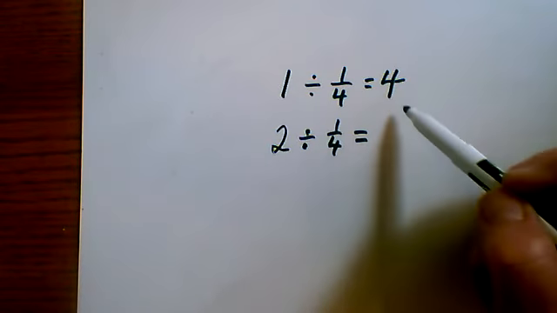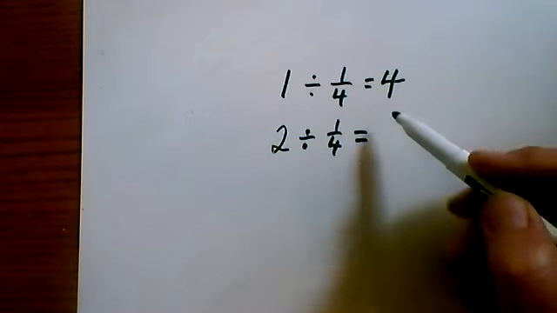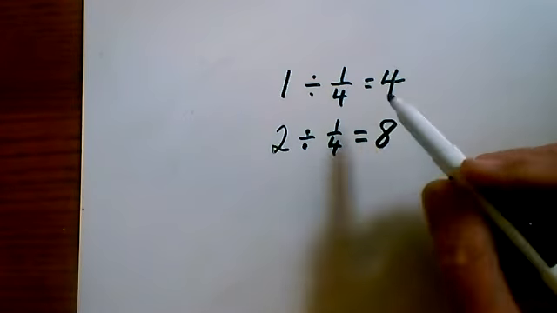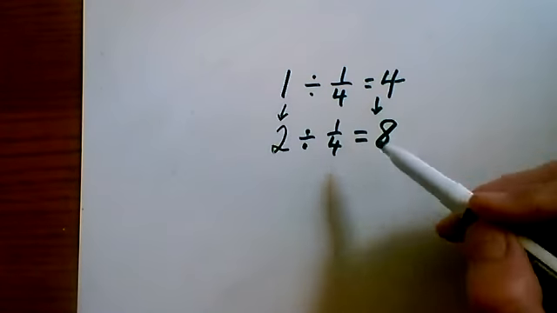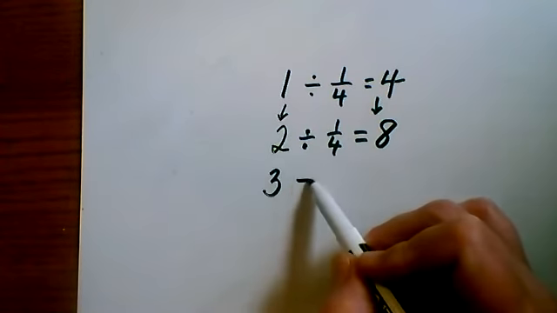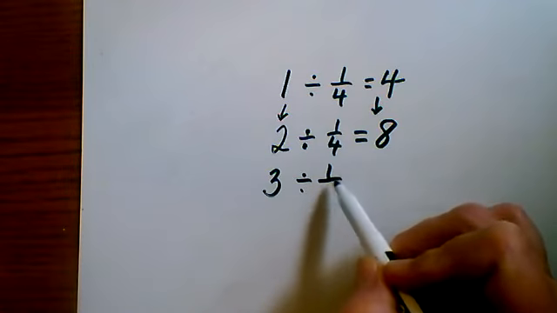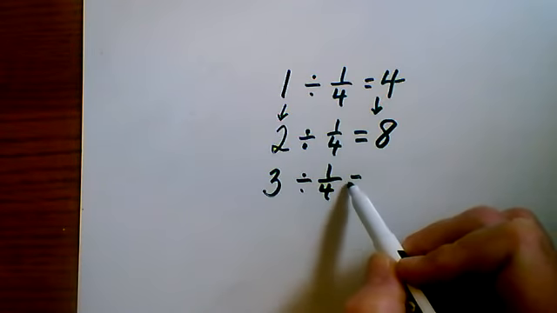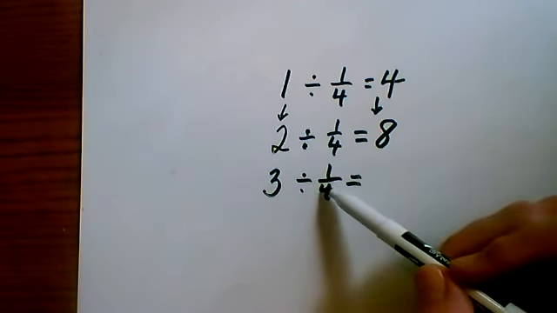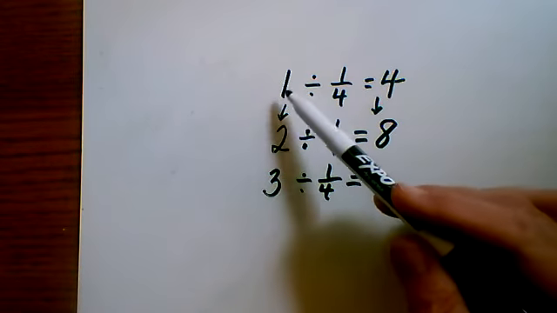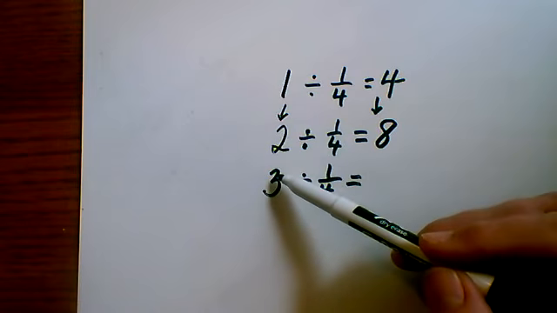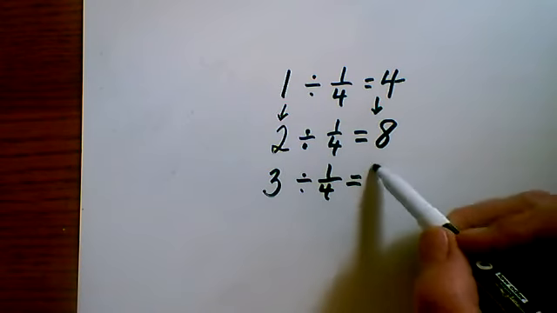So what happens to the answer? It doubles, right? So we doubled this number to here, and that doubles the answer. How about 3 divided by 1/4? 3 divided by 1/4 is going to be 3 times this answer up here because it's 3 times the 1. So 3 times 4 is 12.